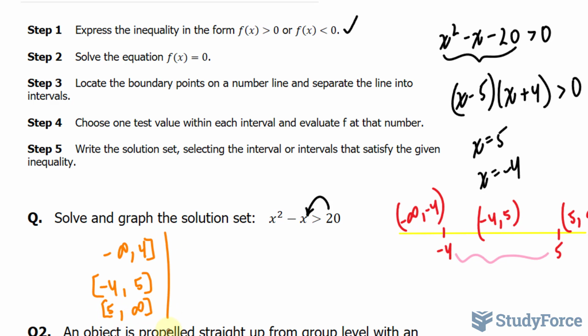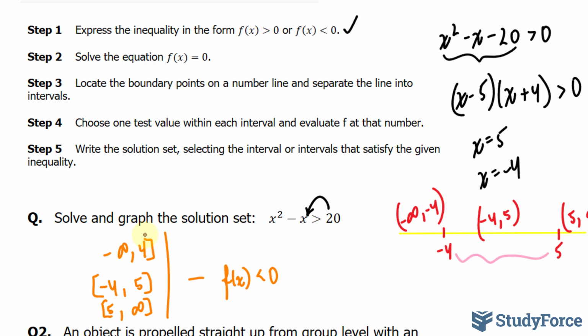If we choose, let's say, number 0, and we substitute 0 into here and into here, we'll end up with an answer of negative 20. This means that all values between negative 4 and 5 will result in negative numbers, so I'll put a negative. Or in other words, f at x is less than 0 between negative 4 and 5.